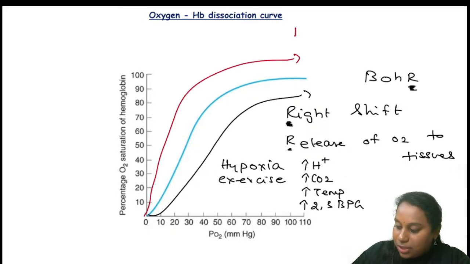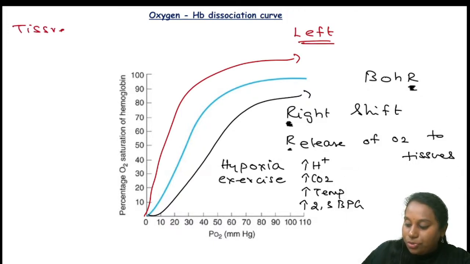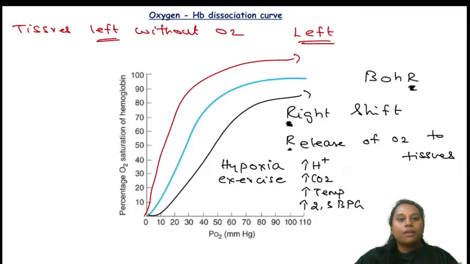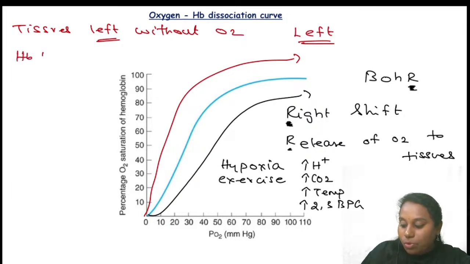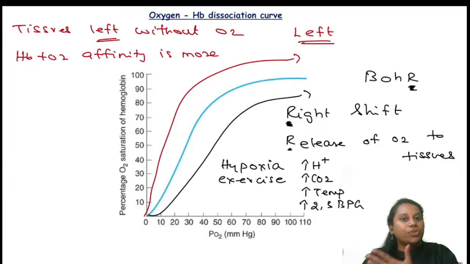Now what about the left shift of the curve? This is the left shift of the curve. Left for tissues left without oxygen. So when the curve shifts to the left, it means the tissues are left without oxygen. It means the tissue is not getting oxygen. So where is all the oxygen? Hemoglobin is holding all the oxygen. It is not giving it to the tissue. So hemoglobin oxygen affinity is more. In left shift, tissues are left without oxygen.